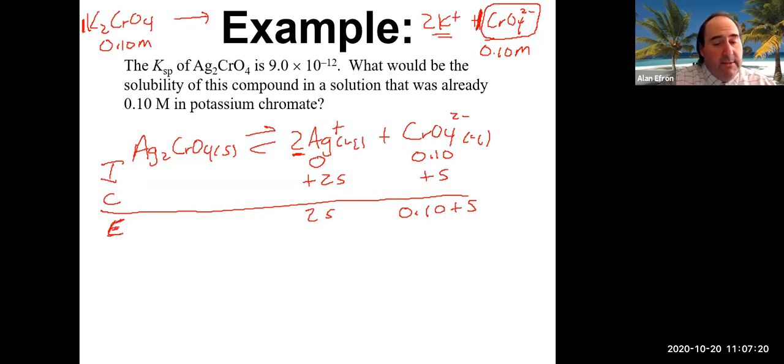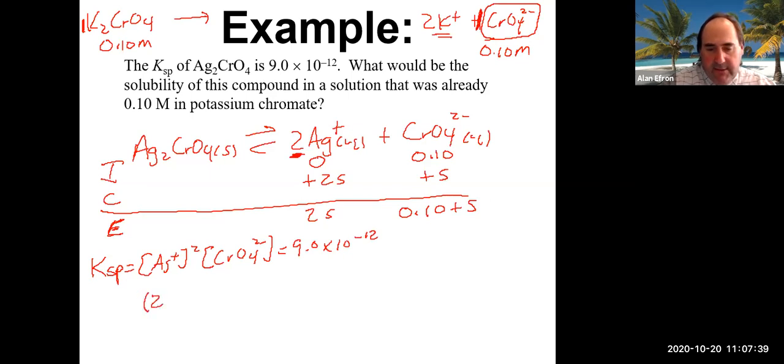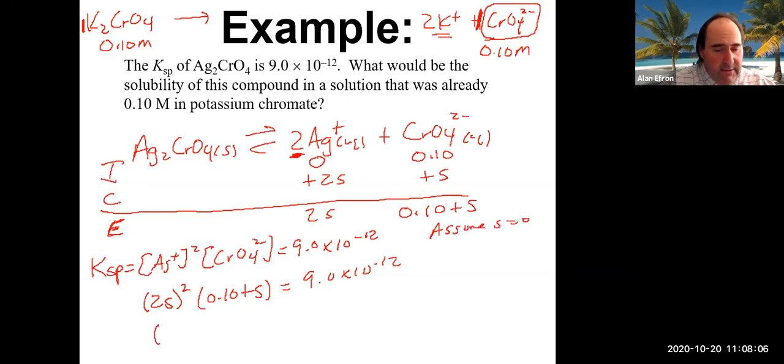So, like normal, we're going to put this into our Ksp expression, and that is going to be our silver ion squared, again, also for the two that's here, times our chromate, and that will equal our 9 times 10 to the minus 12. Putting in our numbers, we do get 2s, squared, times 0.1 plus s equals 9 times 10 to the minus 12. Again, at this point, we can assume that s is equal to zero because of our small value of K. And that reduces us down really to 4s squared times 0.1 equals 9 times 10 to the minus 12.